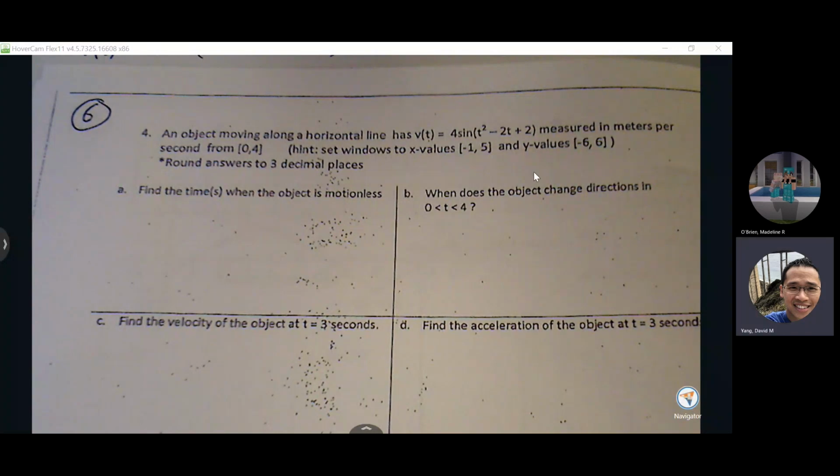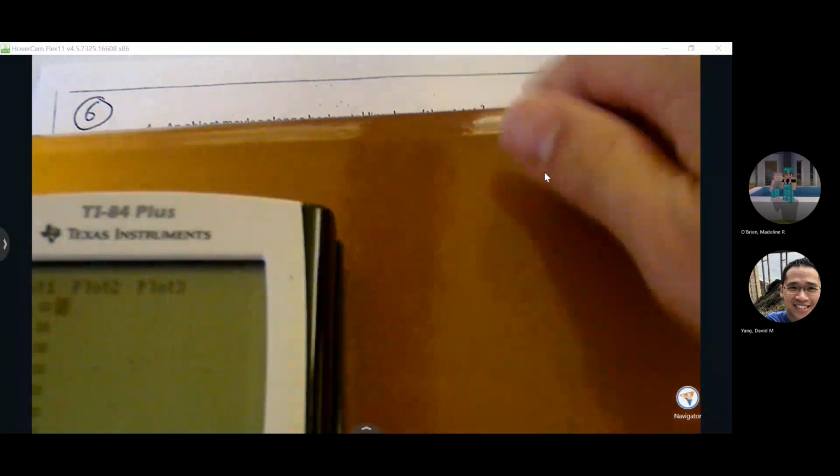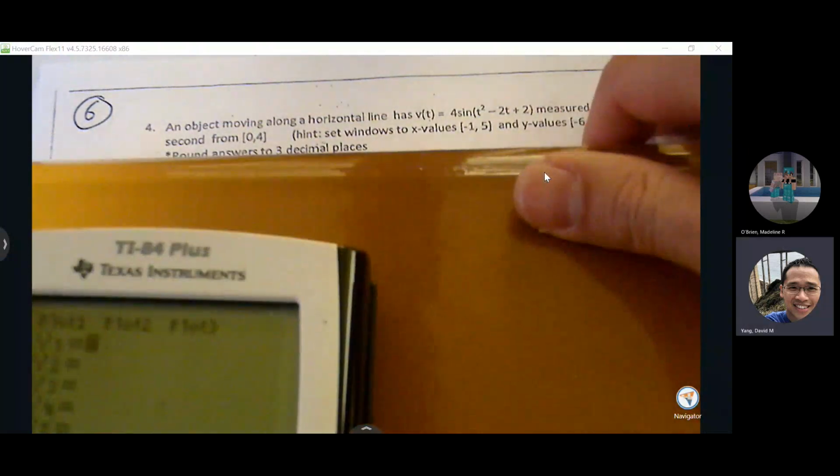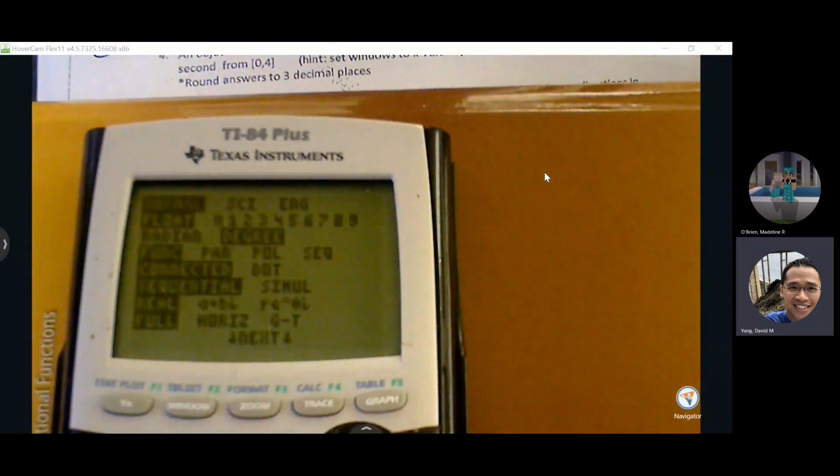Particle motion problem, but we're going to need a calculator to figure out what the graph looks like. So there's a velocity function. So we're going to type this into the calculator. So you'll go to y equals. Yep, type it in, but you're going to use the variable x. That's the only thing. And then you go to mode to double check that you're in radian mode.